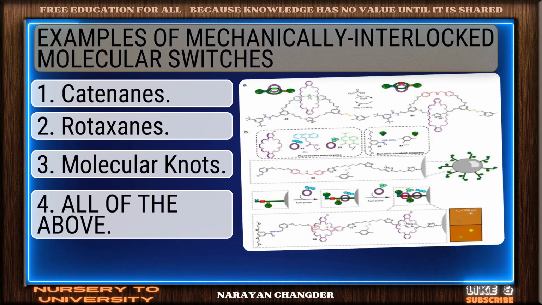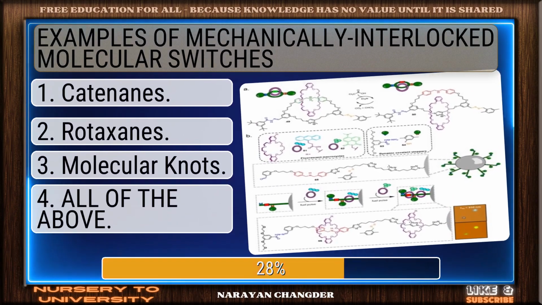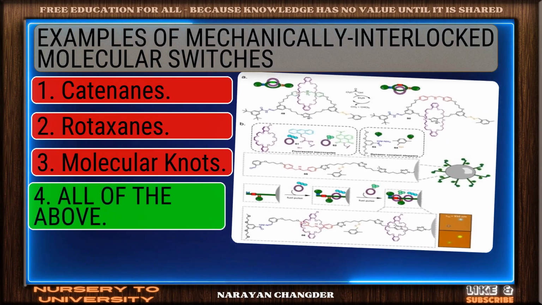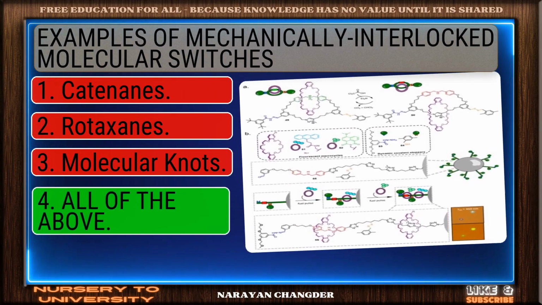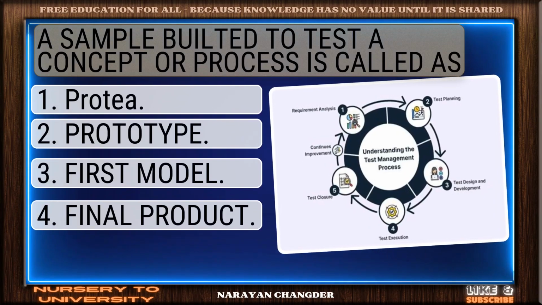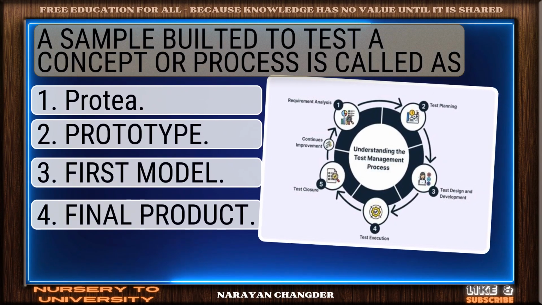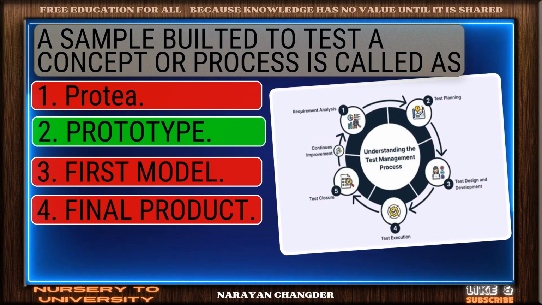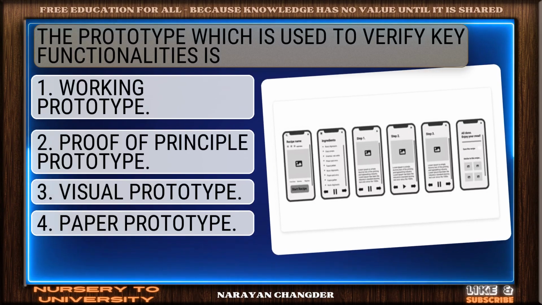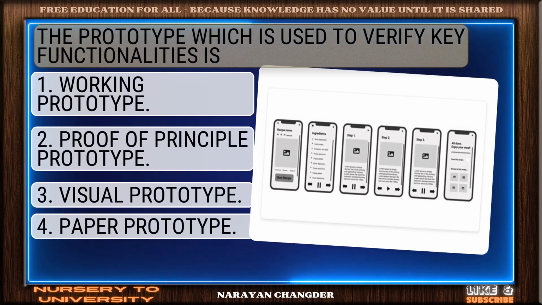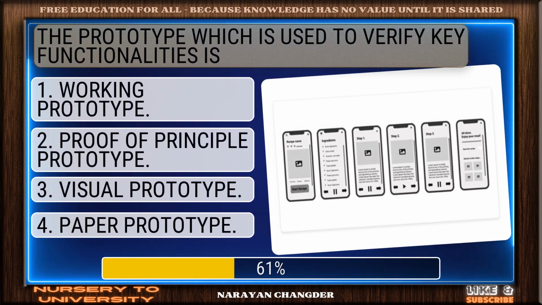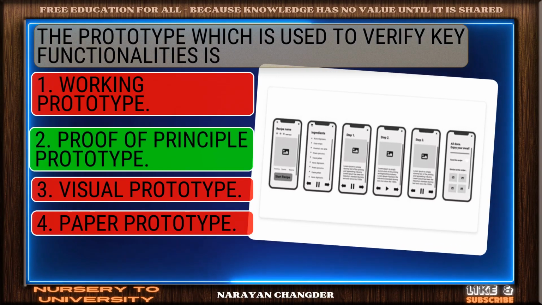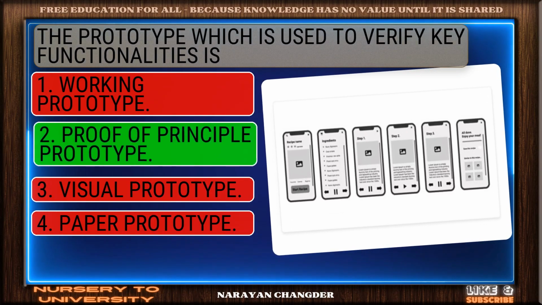Examples of mechanically interlocked molecular switches. Correct response. All of the above is the most accurate answer. A sample built to test a concept or process is called as... Bravo, prototype is the answer. The prototype which is used to verify key functionalities is... Great job. Proof of principle prototype is the accurate answer.